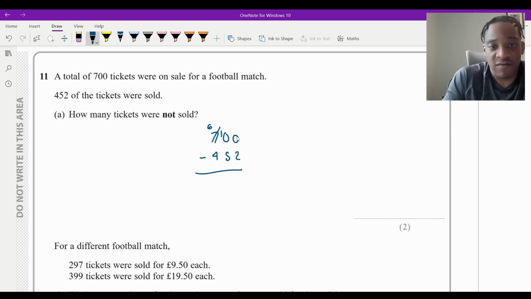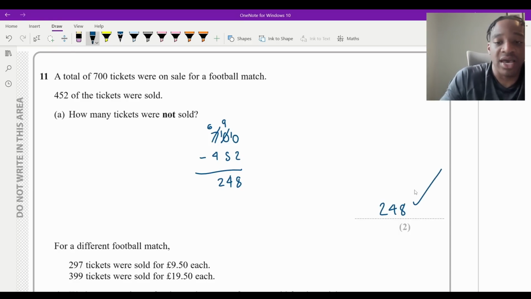But now I still can't borrow from this one. I still can't subtract this one. So I'm going to have to borrow from this one again. So it'll be this. That will turn into a 9. I'll put a 1 here. And now we're in a position to start subtracting. 10 take away 2 is 8. 9 take away 5 is 4. 6 take away 4 is 2. So the amount of tickets that weren't sold is just 248. And that is part A.